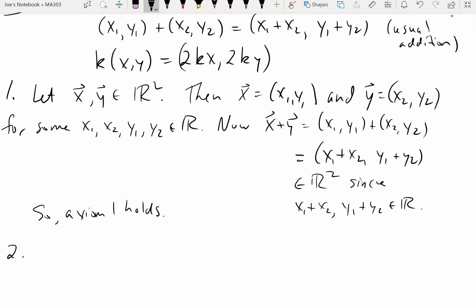The second one says commutativity. Now I'm not going to redefine my x and my y because I've already written it as x1, y1, and x2, y2. We want to show that x plus y is the same thing as y plus x. We want to show that it's commutative, right? So there's a couple of ways you can do it. You can start with one and then make a string of equalities and end with the other. That's one way to do it.